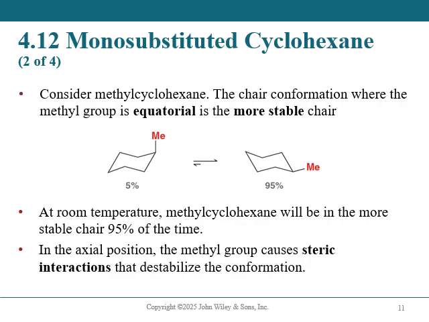Consider methylcyclohexane, for example. The chair conformation where the methyl group is equatorial is the more stable chair, so much so that 95% of the molecules that you will find are in that position. The reason is that you have the biggest separation, less steric interactions, less steric hindrance, so overall less repulsion. At room temperature, methylcyclohexane will be in the more stable chair for the immense majority of the time. In the axial position, the methyl group causes steric interactions, so repulsions.